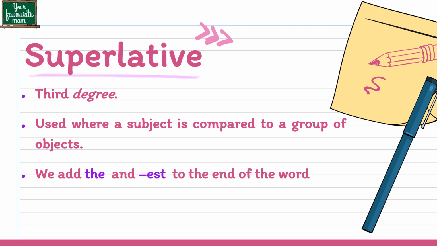Now it is also possible to describe someone or something by saying that they have more of a particular quality than any other of their kind. We do this by using superlative adjectives, which are formed by adding est at the end of the adjective and placing the before it, or placing the most before the adjective. Example, this is the biggest piece of cake. Let's look at some of the rules for superlative adjectives.